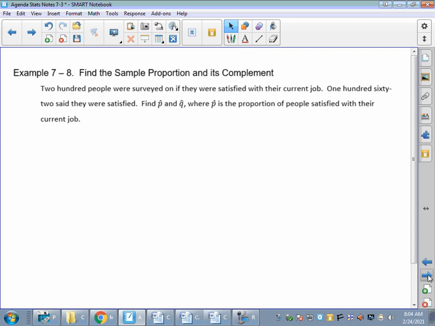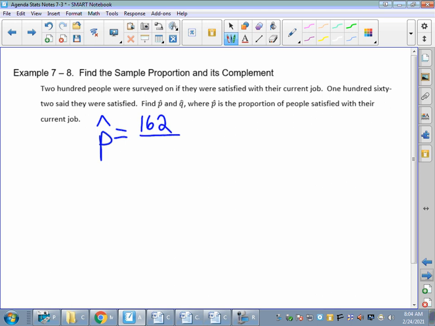162 said they were satisfied. They like going to work. Find p hat and q hat. P hat is the proportion of people satisfied with their current job. So p hat is the number of people, or the proportion of people. So 162 said they are satisfied with their job.